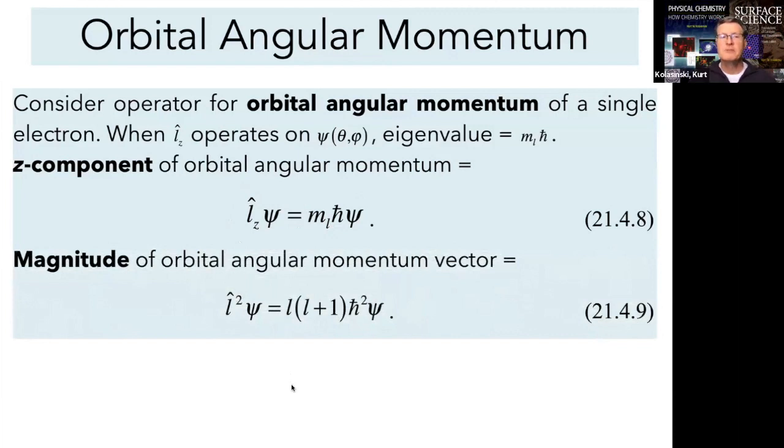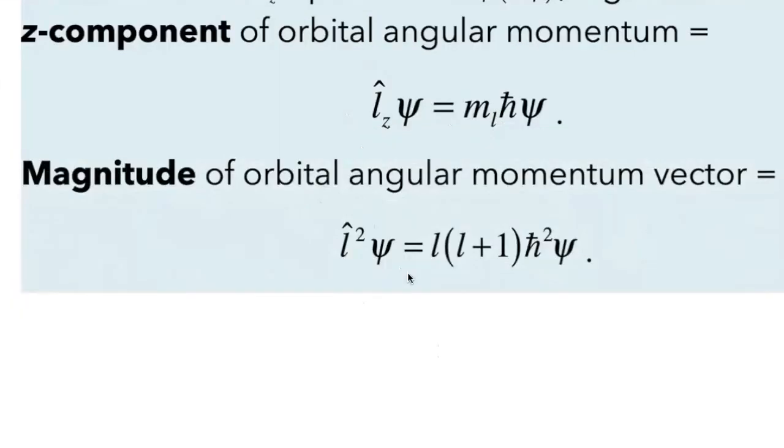Then, apart from the component where it points in space, we also have the magnitude. The magnitude will use an operator like this, L squared, operating on a wave function is going to return, and we're going to see this over and over again, L times L plus 1. L is a quantum number that's going to be positive. M sub L can be negative or positive or 0. L can also be 0, but not negative, right? And you'll see that we're going to have these magnitude and projection quantum numbers that we're going to deal with over and over again.